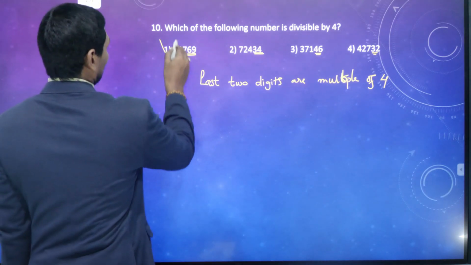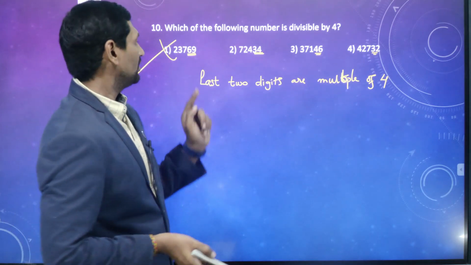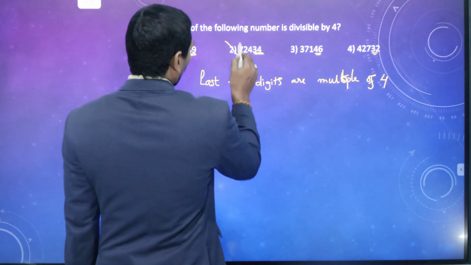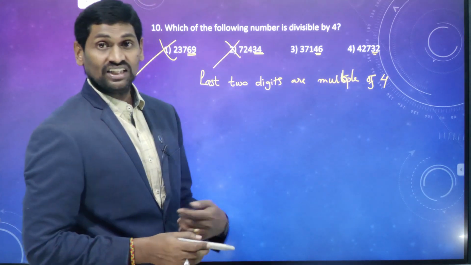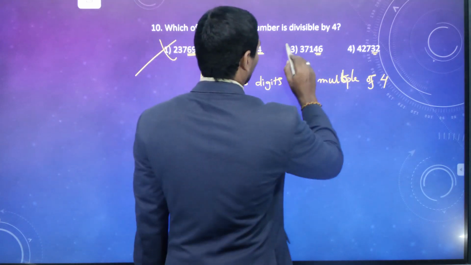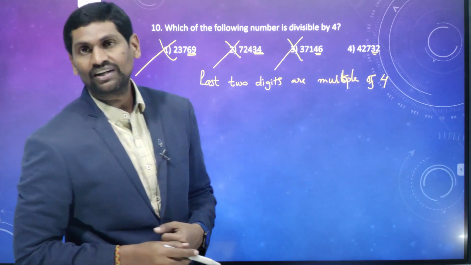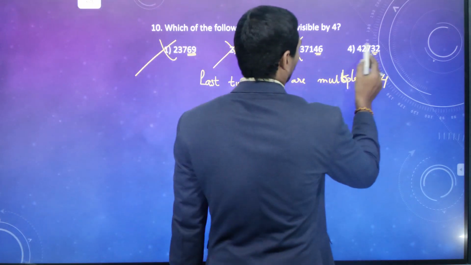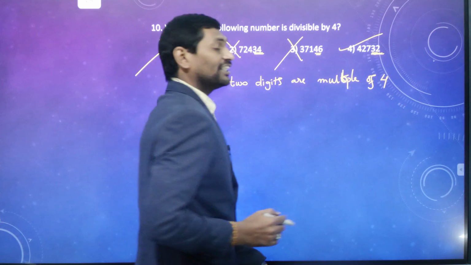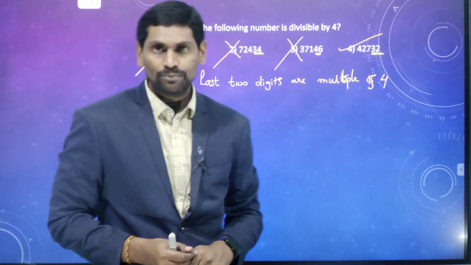Now, 69 is not a multiple of 4, because in the 4 table an odd number won't come. Now, coming to 34. 4 8s are 32, 4 9s are 36, but 34 is not a multiple of 4. So the second option is also incorrect. 46: 4 11s are 44, 4 12s are 48. So 46 is not a multiple of 4. Here 32, yes. 32 is a multiple of 4. Therefore, the entire number is exactly divisible by 4.